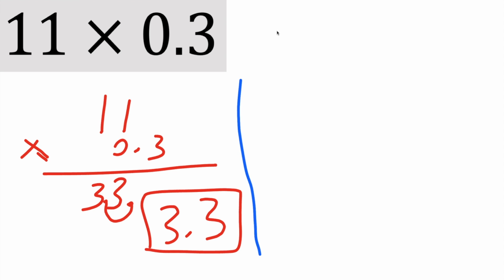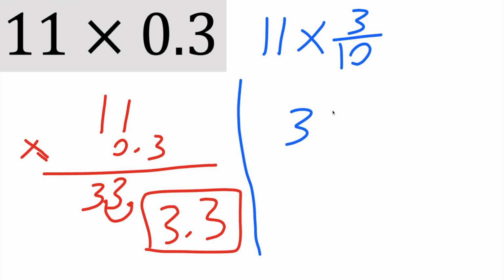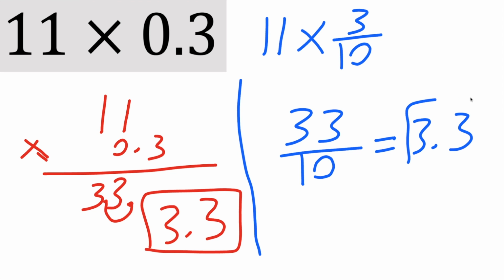And the other way to solve this problem is to really think, what does 0.3 mean? Like you could say 11 times, instead of saying 0.3, you could say 3 divided by 10. Because 3 divided by 10 is 0.3. And now what we could do is multiply and divide. 11 times 3 is 33, and we're dividing by 10. And 33 divided by 10 is 3.3. And so both ways are great methods to solve this kind of problem.